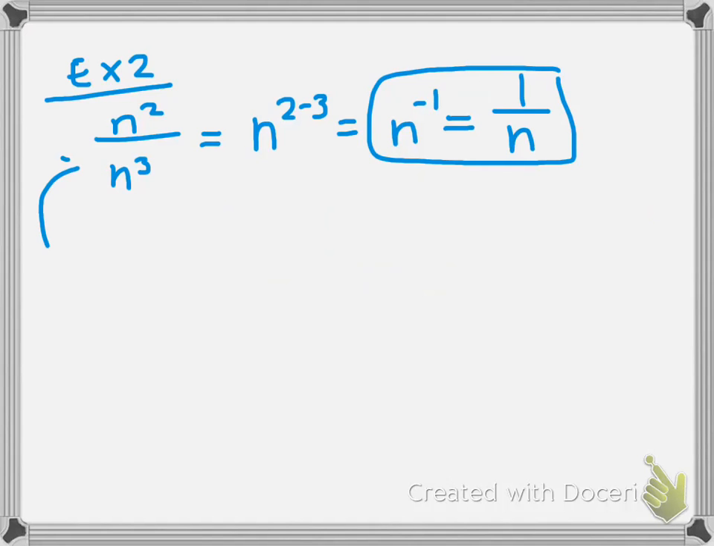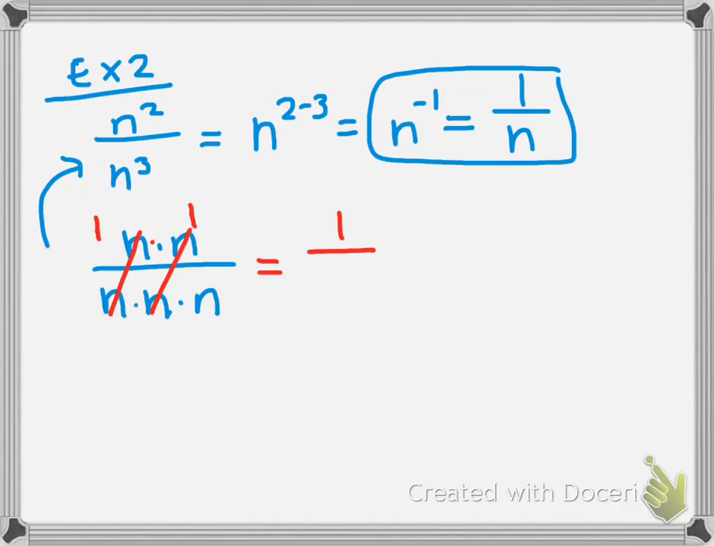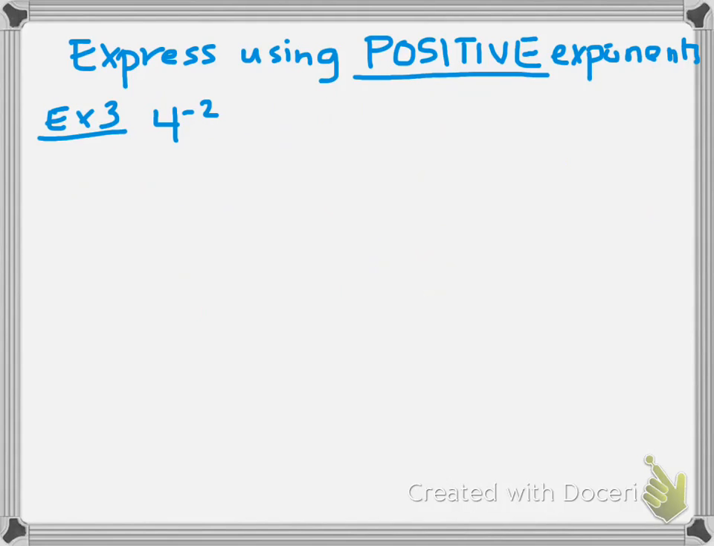We go back to the original problem. This is n times n divided by n times n times n. We know that n divided by n is 1. N divided by n is 1. So that leaves us with, on the numerator, 1 times 1 is 1. And we have an n in the denominator. So n to the minus 1 is 1 over n.